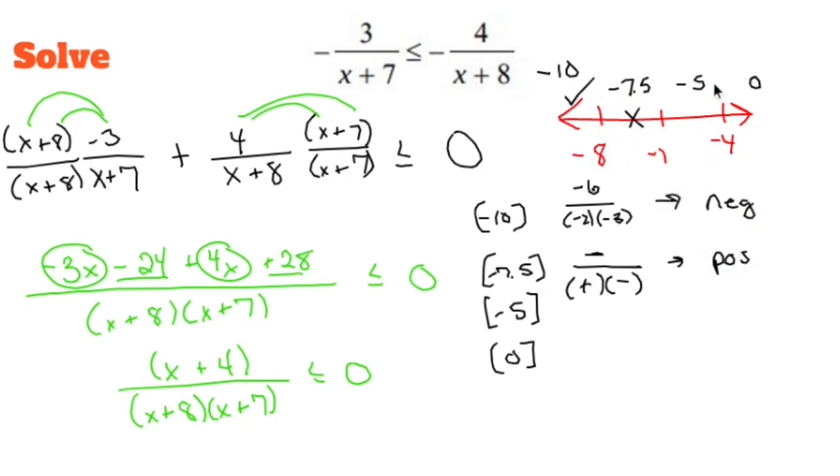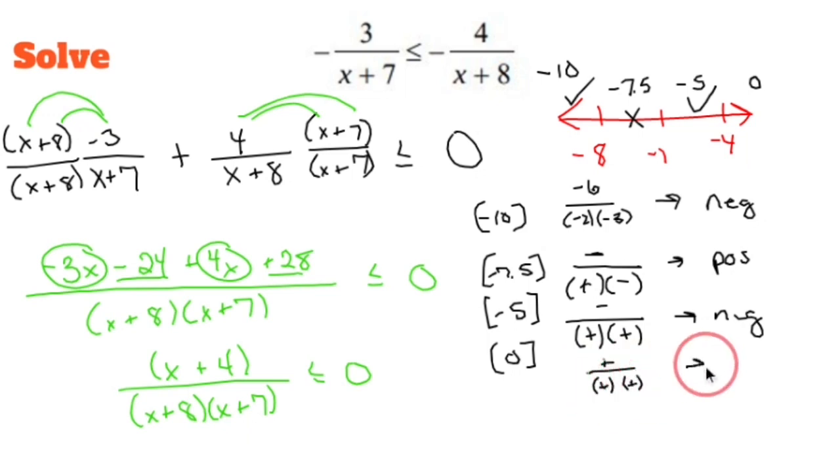and negative 7. If I plug in negative 5, running out of space, negative 5 plus 4 is going to be a negative number. Negative 5 plus 8 is going to be a positive number. And negative 5 plus 7 is going to be a positive number. So negative over positive times positive is negative. So you're good. And if I were to plug in a number like 0, I would get positive over positive times positive. Positives all around. So that's positive. So that's no good.